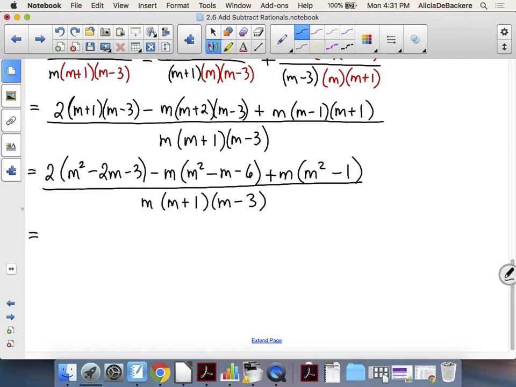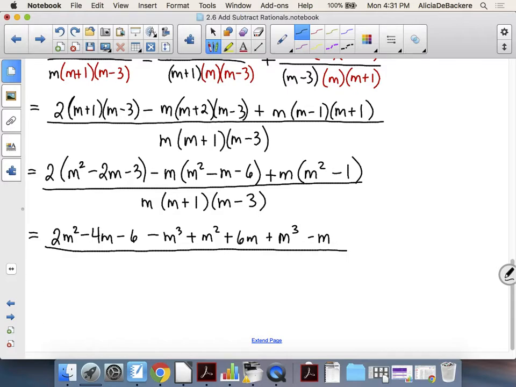Now I'm going to multiply each of these coefficients into the brackets. So I'm doubling everything in the first bracket. I'm multiplying negative m into that second bracket. Don't forget about the negative sign. And then multiplying positive m into the last bracket. Still all over the same common denominator.